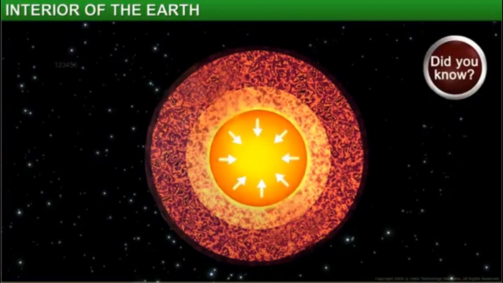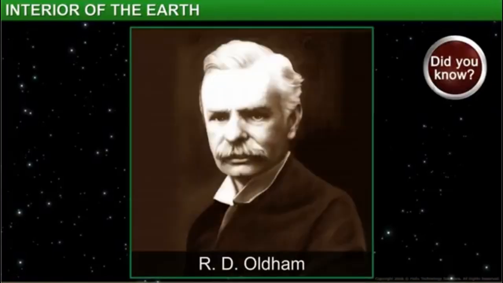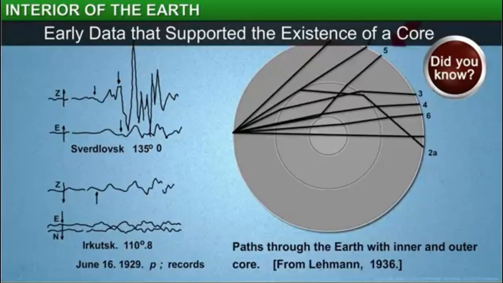Did you know? The core as a structural element of the earth was discovered in 1906 by R.D. Oldham during his study of earthquake records. It was the first such internal structural element of the earth to be identified.